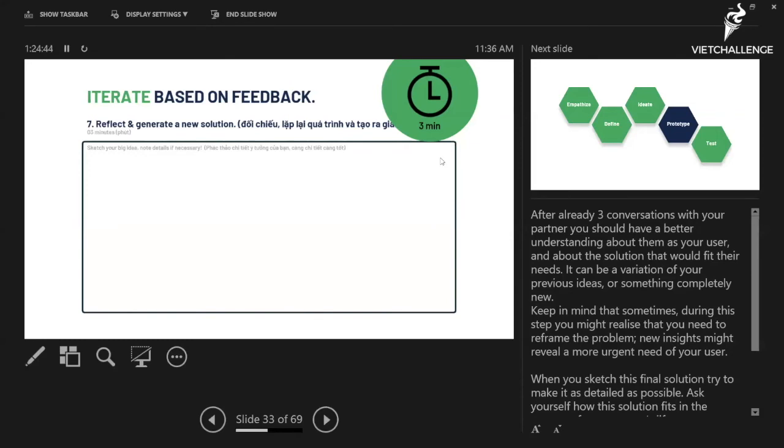Okay, so time is up now. Has everyone managed to sketch the final solution? More or less. Okay, so here was an interesting case that I actually want to share with you, because you might come across this a lot when you do design thinking.